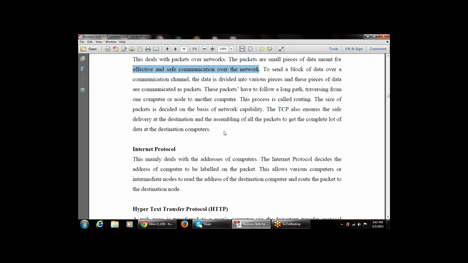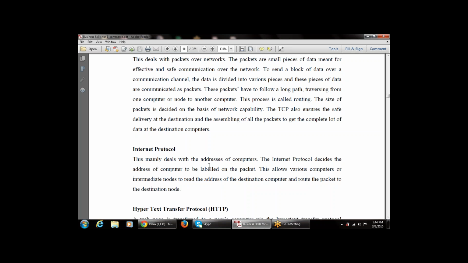The next part is Internet Protocol. This mainly deals with the addresses of computers. So one is TCP that provides a secure connection, and one is IP that deals with the addresses of computers. Whenever I want to give the address of a computer, that address is provided by the Internet Protocol. The Internet Protocol decides the address of the computer to be labeled on the packet. That is, it is the responsibility of the IP to decide the address.